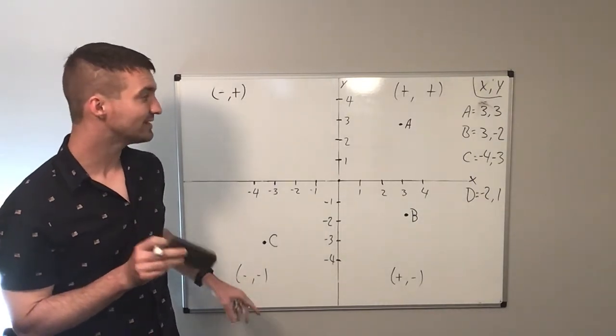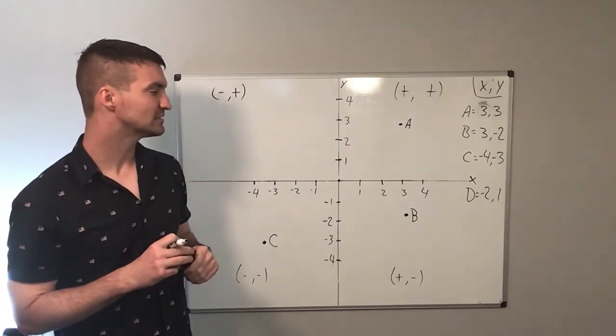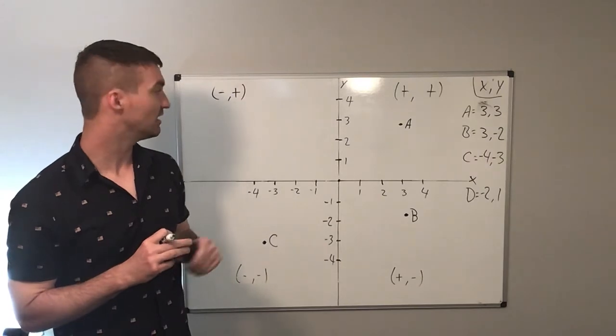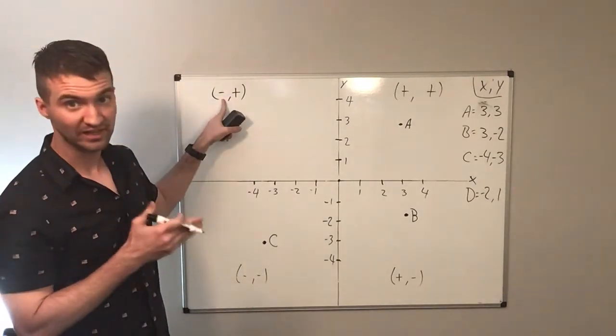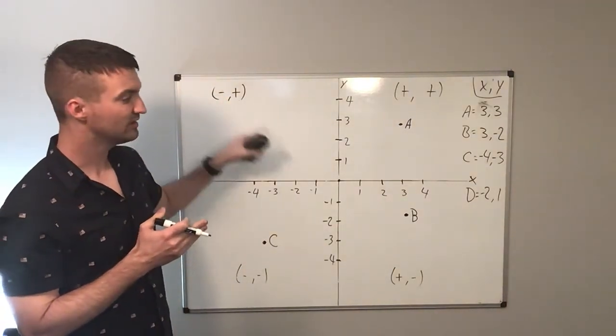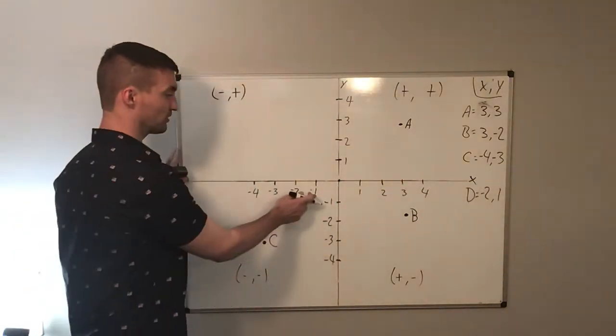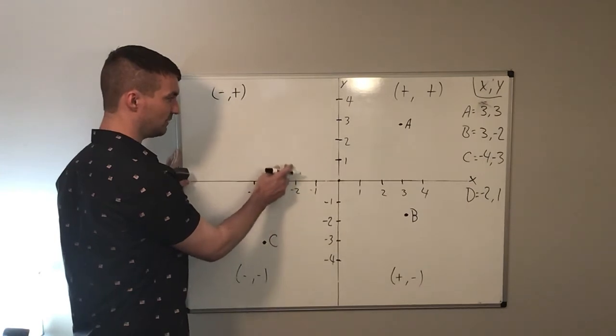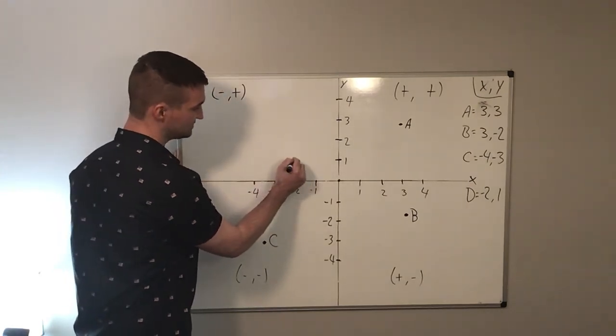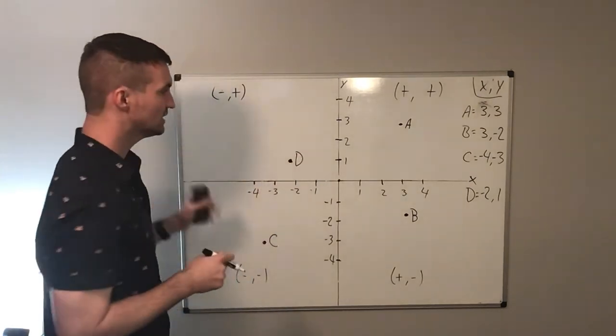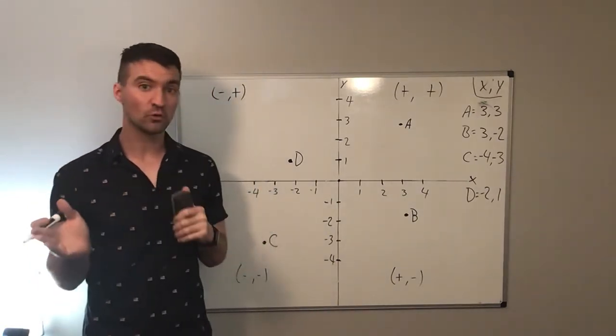And so finally, we're going to go to letter D, which is in the quadrant that is negative x, positive y. And we've got negative 2, 1. And so what we're going to do is go over negative 1, negative 2, and then up 1. And that's going to be labeled D. So we've gone over all four quadrants now.